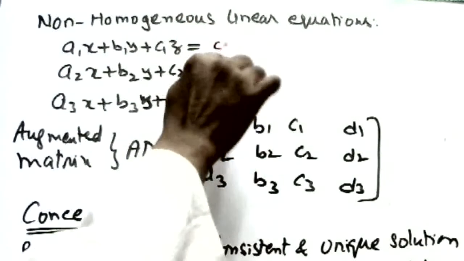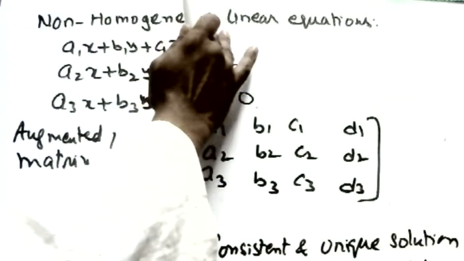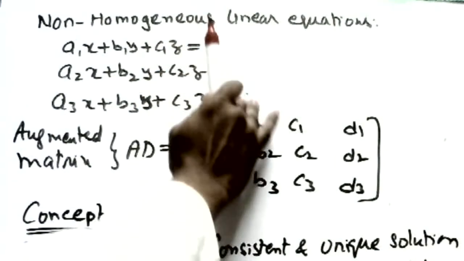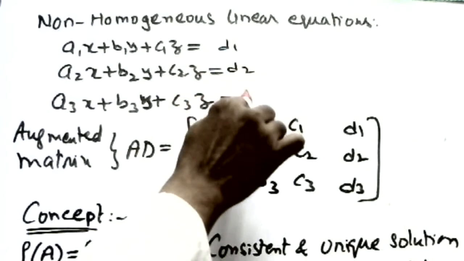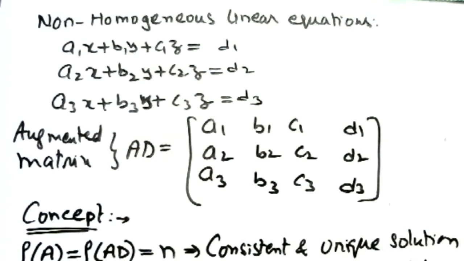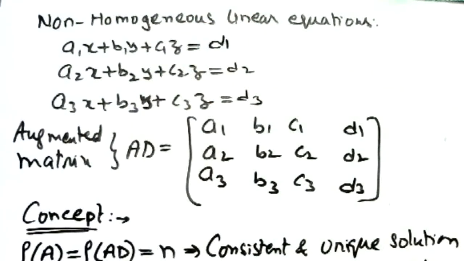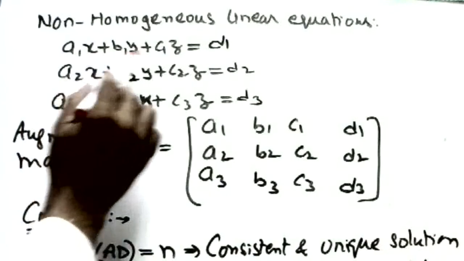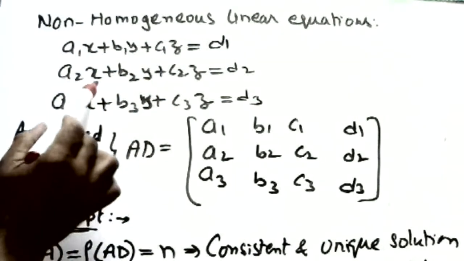If all these constants on the right side are zero, then we call this a homogeneous equation. If we have numbers other than zero, even just one constant, then we call these non-homogeneous linear equations. Now, to find the values of x, y and z, we have some procedures.